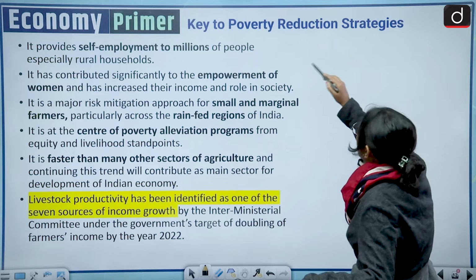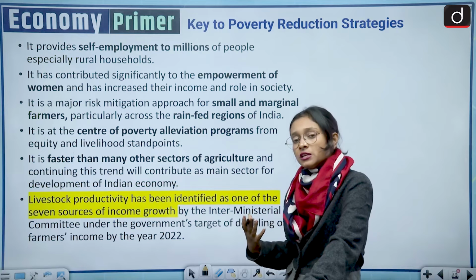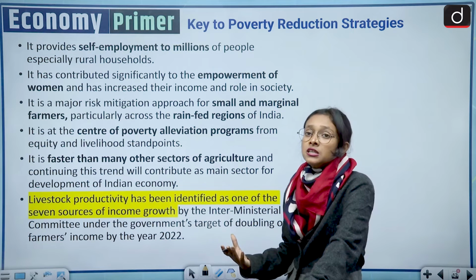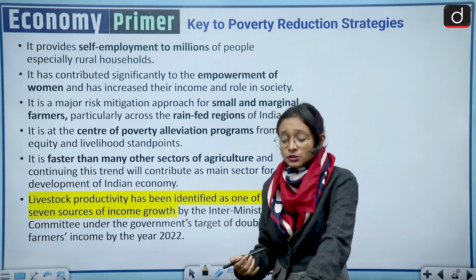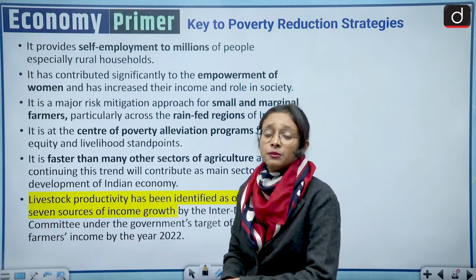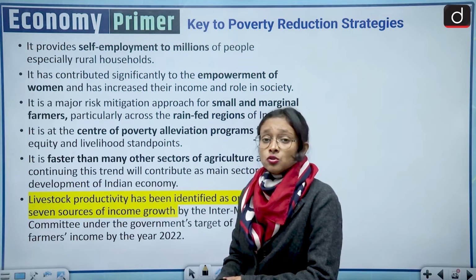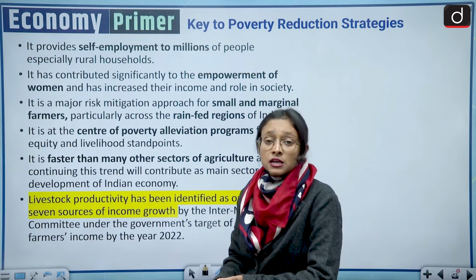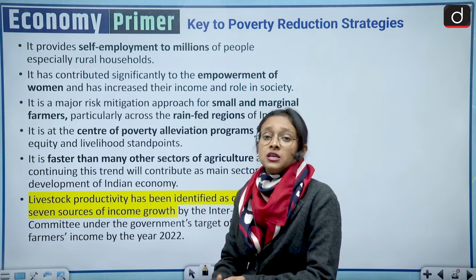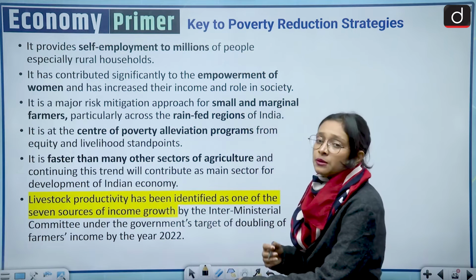The next slide is about the key to poverty reduction strategy. How do they reduce poverty in our country? Especially for small and marginal farmers, livestock serves as the largest source of income, and especially for women, because most of the time women are engaged in rearing animals, especially goats, cows, and buffaloes. They are empowering women, because women sell products like ghee, milk, curd, and cow dung cakes in rural areas. That provides them money, so in that sense they are economically empowering women.